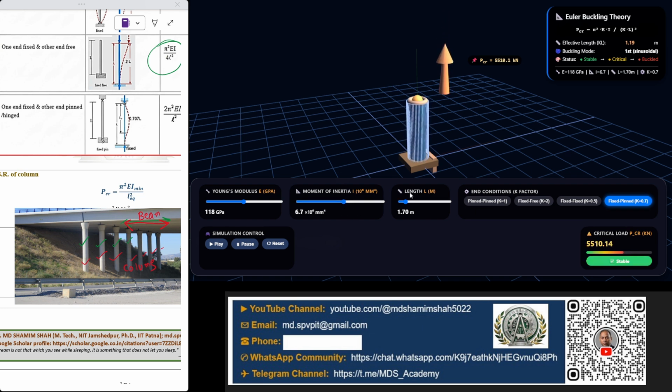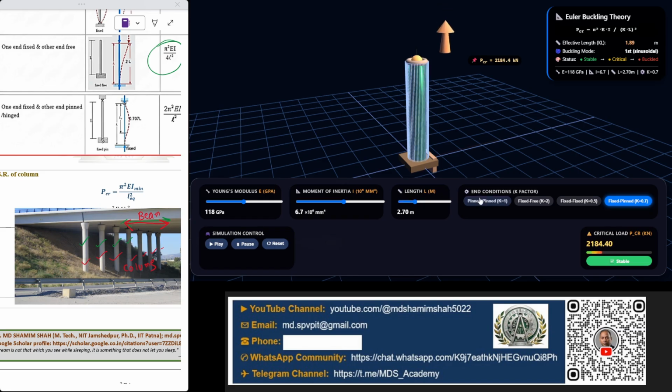In a similar fashion, for the length of the column, P critical and L are inversely proportional in the formula. As we decrease the length value, P critical increases. Now increase the length of the column, and the P critical load decreases. Decrease the L value again, and P critical increases.